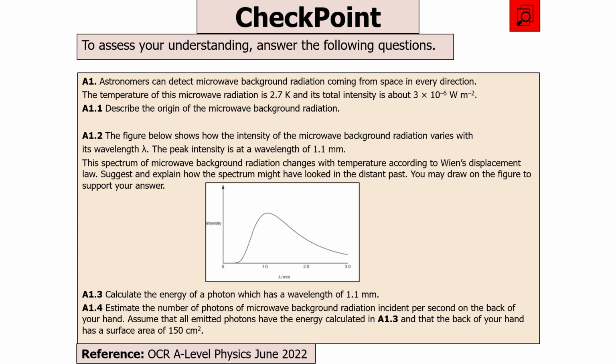Then calculate the energy of a photon which has a wavelength of 1.1 millimeters, and then estimate the number of photons of the microwave background radiation incident per second on the back of your hand. Assume all emitted photons have the energy you've calculated previously, and the back of your hand has a surface area of 150 centimeters squared. So pause the video now, then unpause the video and you want to go through your answer.